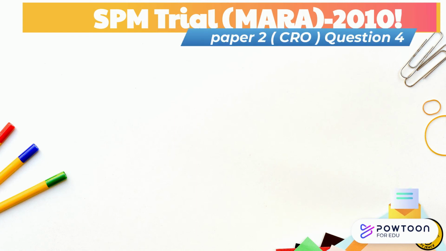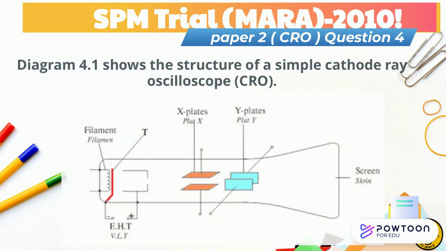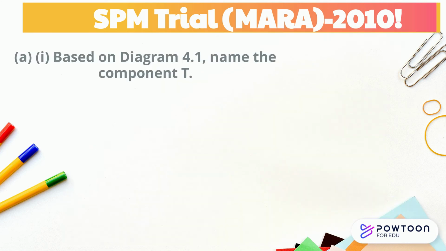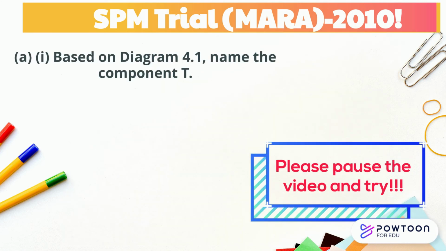Let's look at one of the past year questions. Diagram 4.1 shows the structure of a simple cathode ray oscilloscope, CRO. Based on diagram 4.1, name the component T. Please pause the video and try it yourself. The answer is cathode.